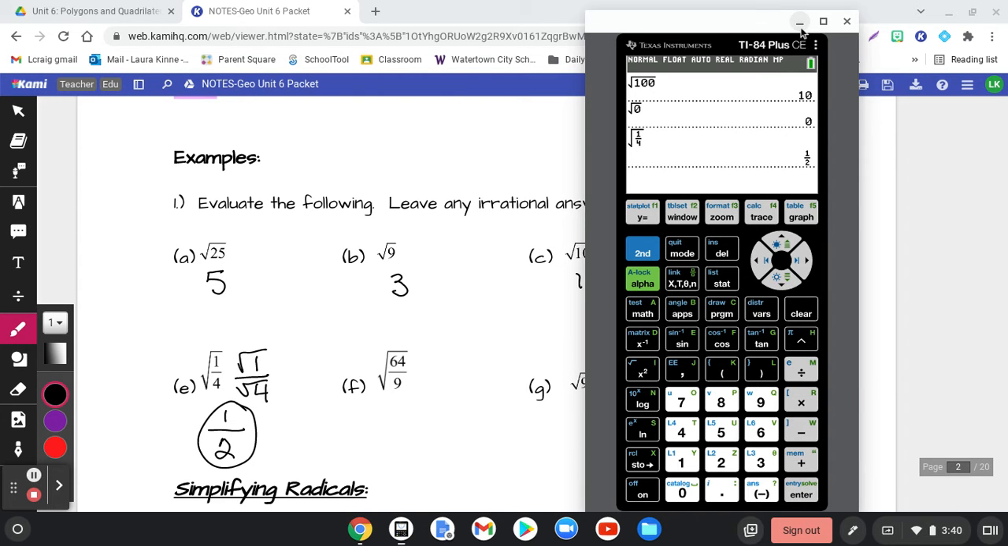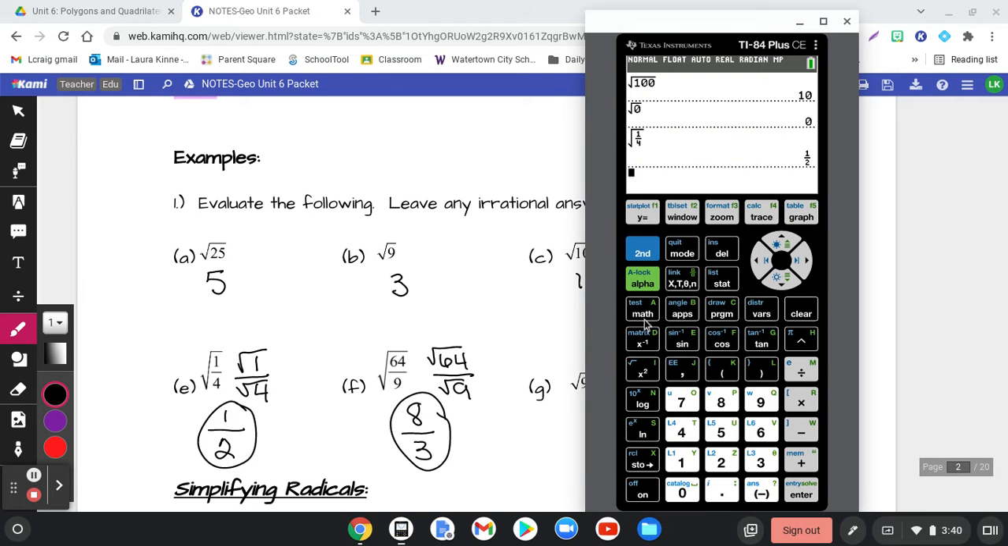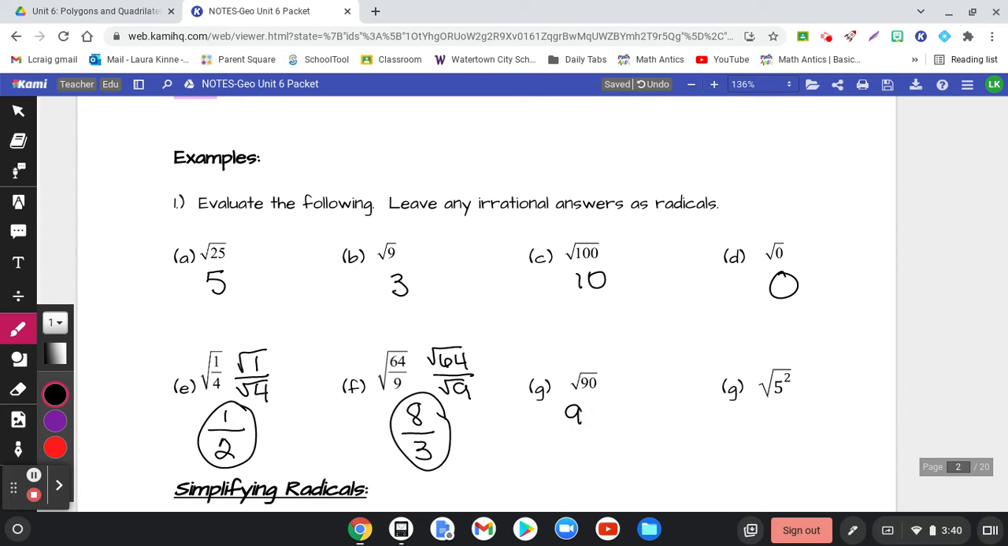1/2. Okay, the next one, the square root of 64 over the square root of 9. Square root of 64 is 8. Square root of 9 is 3. All right, now, square root of 90. Second x squared, 90. 9.4. If you try to hit math, enter, it's not going to change to a fraction. That's an example of an irrational number. So we're just going to leave it as radical 90, and we'll talk below about how to simplify that.